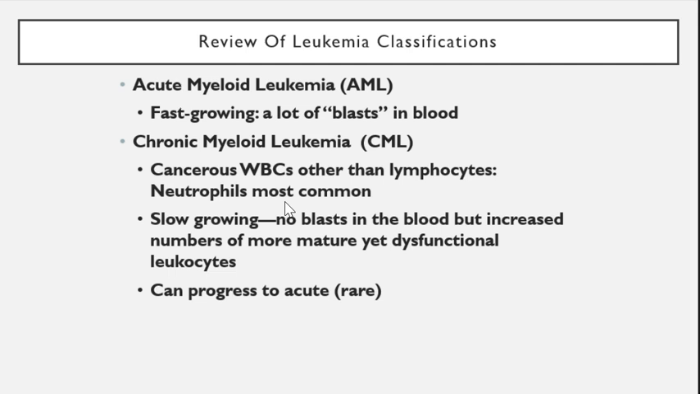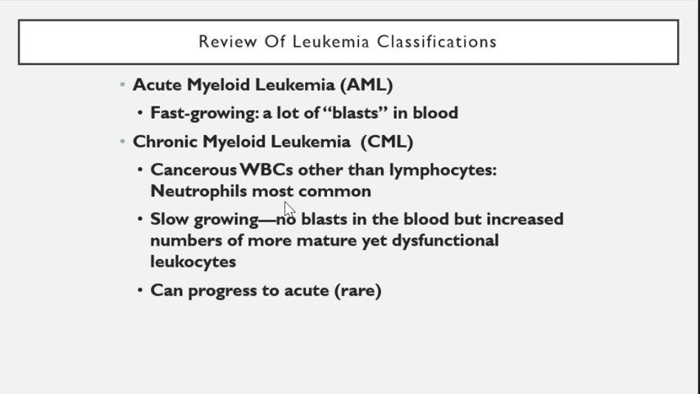So then there's also acute myeloid leukemia. It's fast growing, a lot of blasts in the blood. But there's also chronic myeloid leukemia. It's cancerous white blood cells other than lymphocytes. So, like neutrophils and myeloid cell types. So it's not lymphoid. Neutrophils are the most common. Slow growing, obviously, because it's chronic.